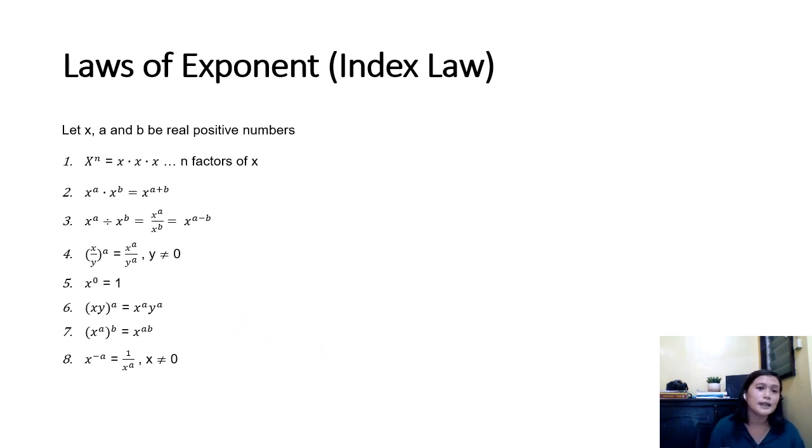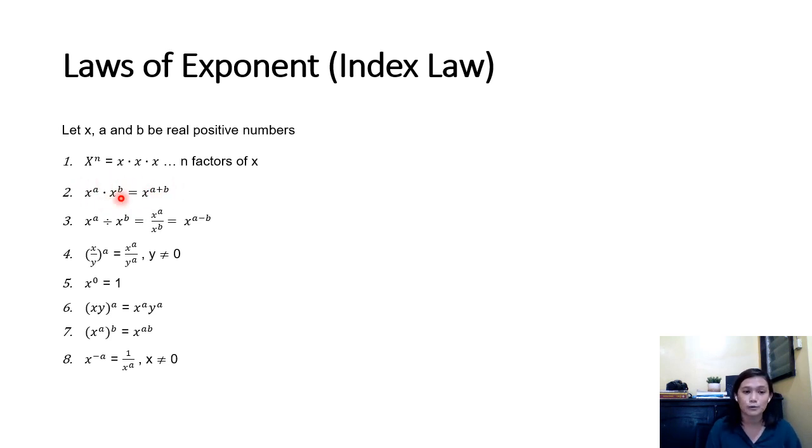So, let's talk more about the laws of exponents. Let x be a number, and a and b be real positive numbers. If you have x raised to n, it means you multiply it by itself, so this is equal to x times x times x, n factors of x. If you have x raised to a times x raised to b, when you multiply one term by another term, you simply add the exponents. So this is equal to x raised to a plus b.